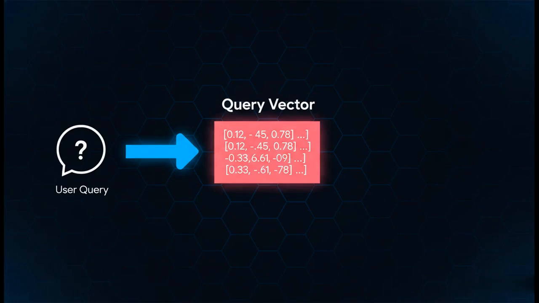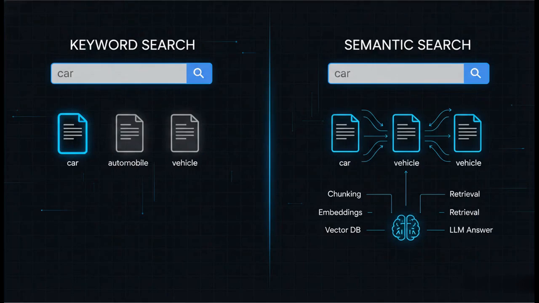First, we take that question and we turn it into an embedding, using the exact same model we used on our documents. Then, the system does a super fast similarity search in our vector database to find the text chunks whose vectors are mathematically closest to the question's vector. And this is where the magic really is. This is the power of what we call semantic search.